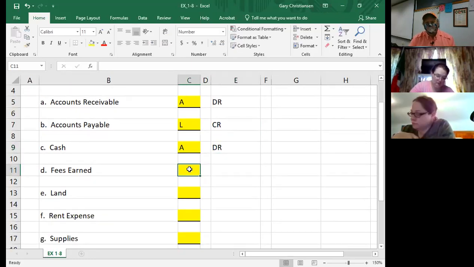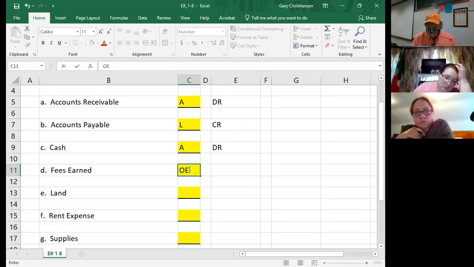Fees earned. This is where chapter 1 is a little iffy for me. I don't like the fact that they call this as being related to owner's equity. It is only in the sense that it gets closed into the capital account at the end of the month or the year as a closing entry. But during most of the year, it lives as a revenue account. So here's what I'll do. I'll put in owner's equity, and then I'll put a little slash and put in revenue.